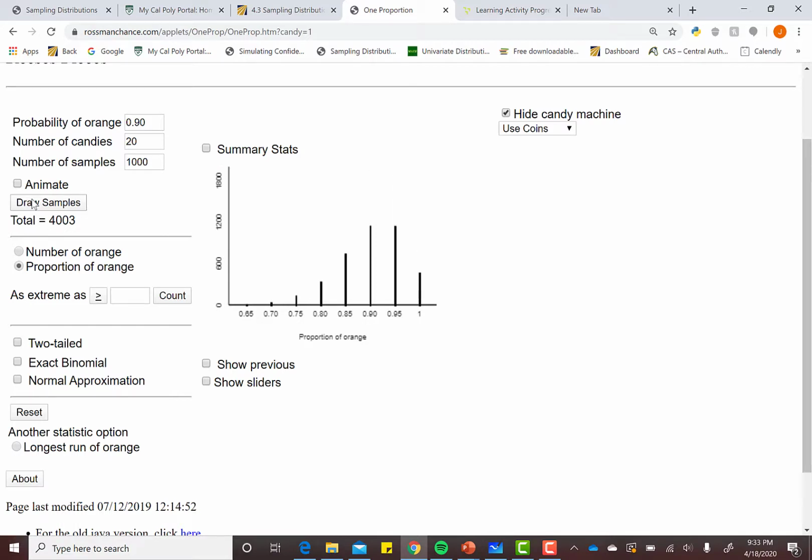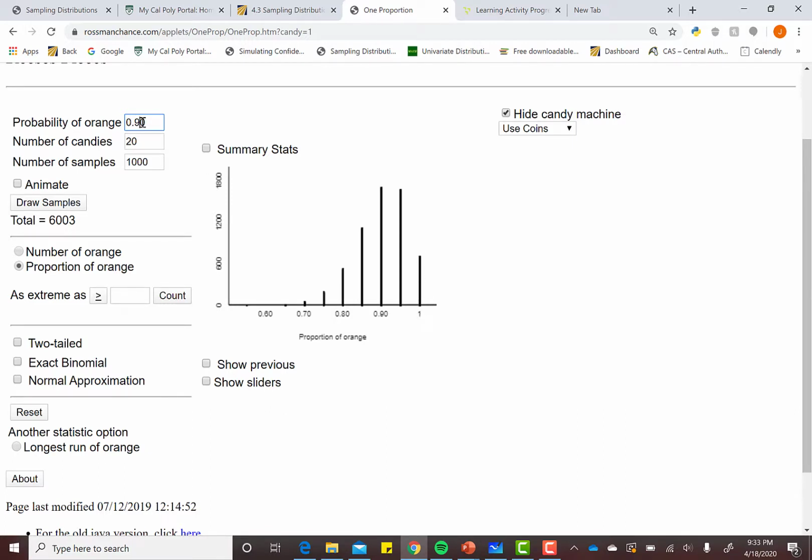The number of candies in each sample is still 20, yet our distribution does not seem to be normal or bell-shaped now. It seems to be skewed to the left. We didn't change our sample size. The only thing we did change was the probability of an orange candy. What happens is the closer your proportion is to 1 or to 0, the more observations you're going to require. This is because you can't have a proportion larger than 1. So you create a boundary at 1.